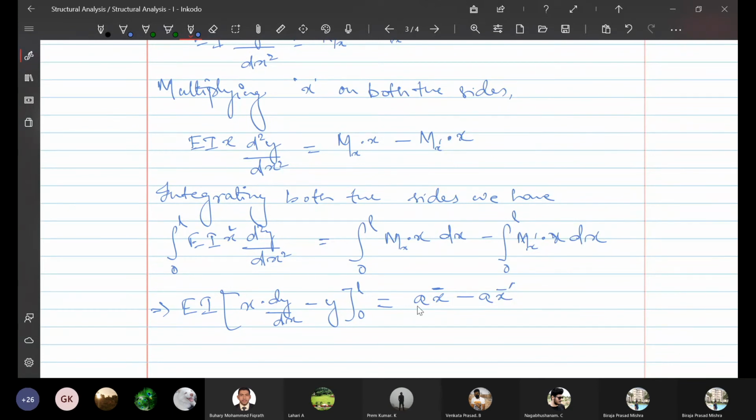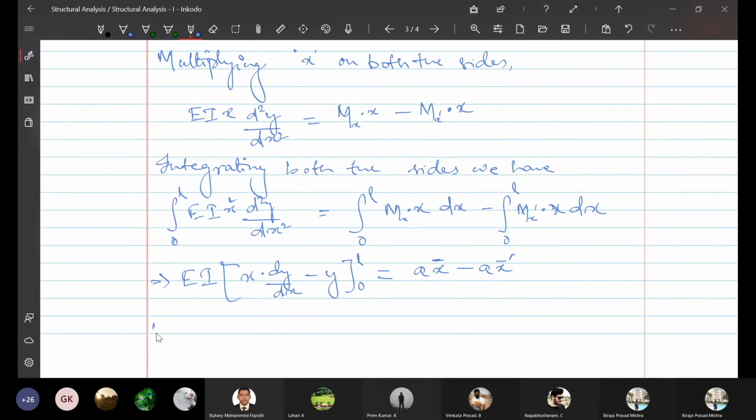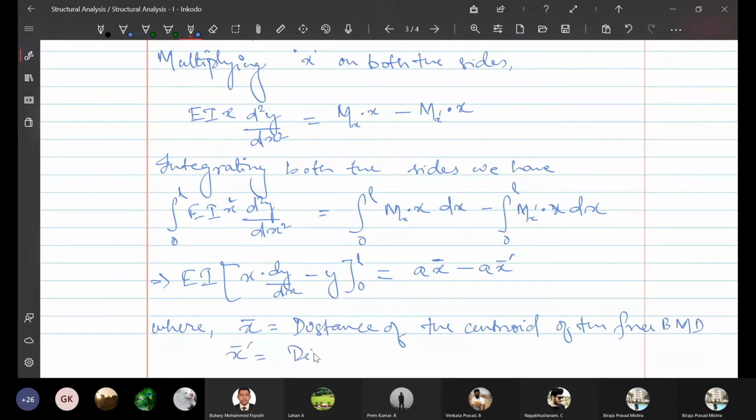Now what is this x bar? x bar equals the distance of the centroid of the free bending moment diagram, and x bar dash is the distance of the centroid of the fixed bending moment diagram.